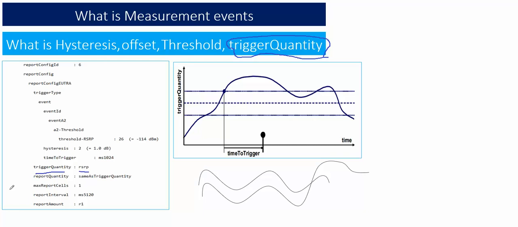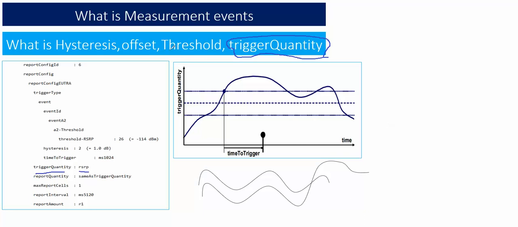In 5G, SINR is also included as a trigger quantity. So in 5G, we can set the trigger quantity as RSRP, RSRQ, and SINR. But generally, on the network side, it is set on the basis of only RSRP. So here RSRP trigger quantity is set.